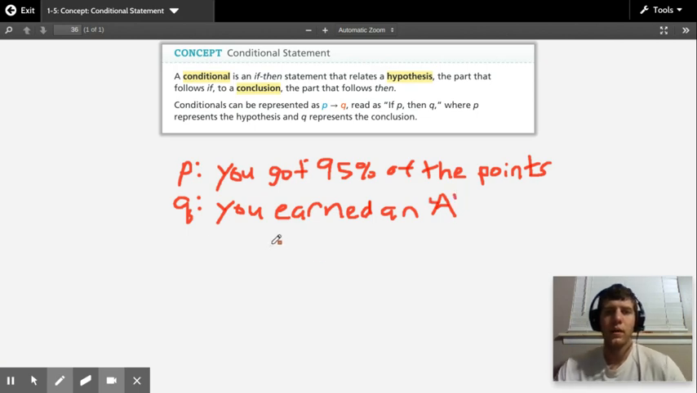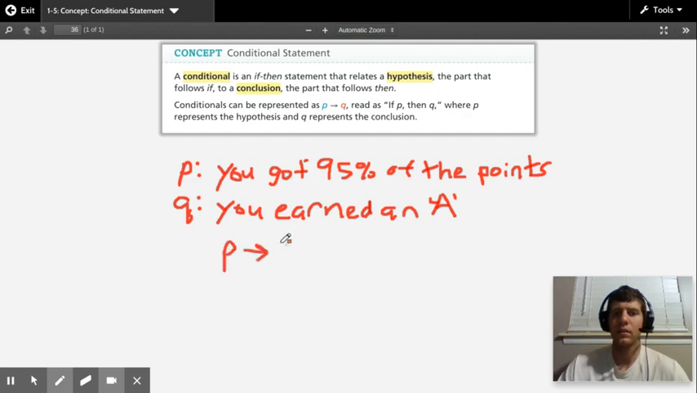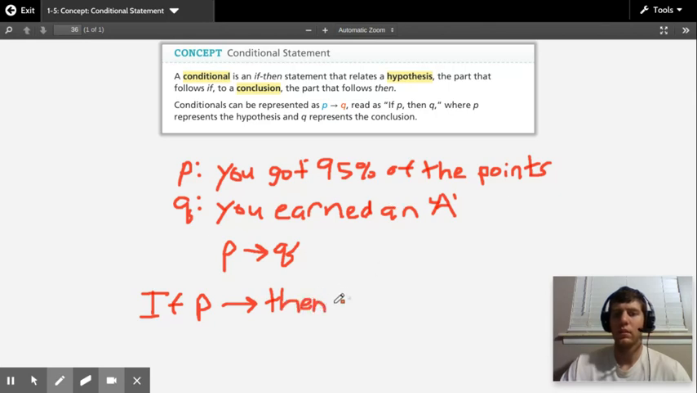So our conditionals can be written as if P then Q. So that's going to tell us if you got 95% of the points, then Q is true. Then you earned an A. So if P then Q, that's our conditional.